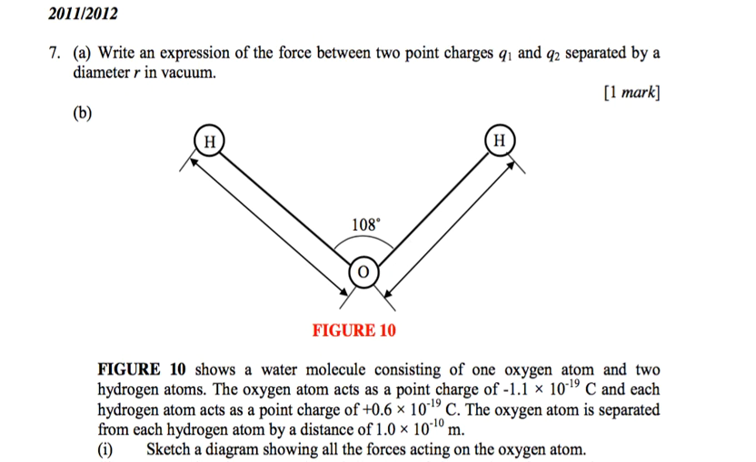Part B. The figure shows a water molecule consisting of one oxygen atom and two hydrogen atoms. So now the oxygen is negative and the hydrogen is positive, right? The first question is to sketch a diagram showing all the forces acting on the oxygen atom.